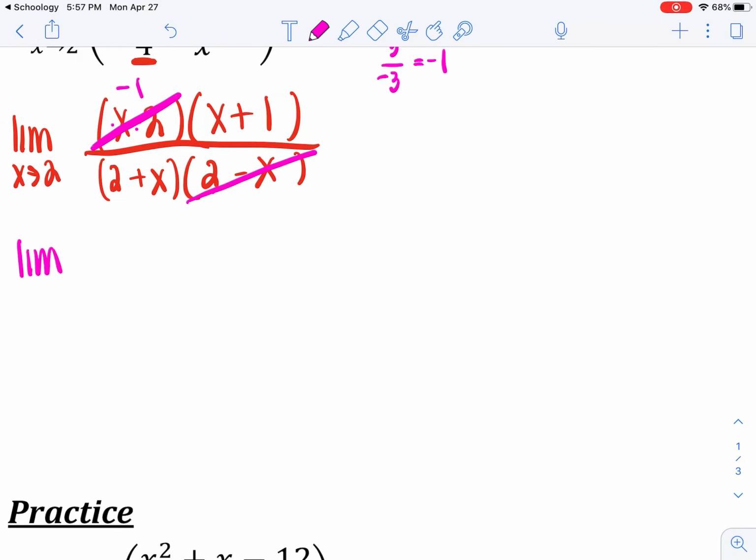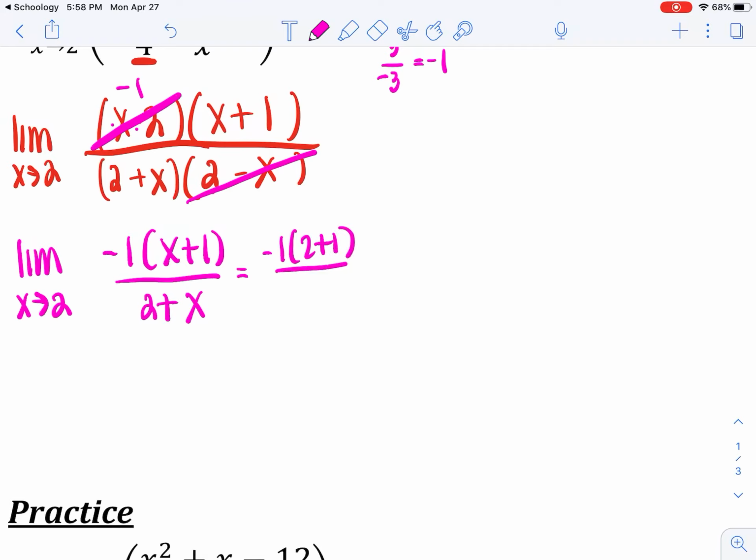Okay, so now I have the limit as x approaches 2 of -1 times x plus 1 all over 2 plus x. Now I'm going to retry direct substitution. If I plug in 2 in the denominator, now I don't get 0, so I'm good. So I have -1 times the quantity of 2 plus 1 over 2 plus 2, which is -3 over 4. So the limit is -3/4.